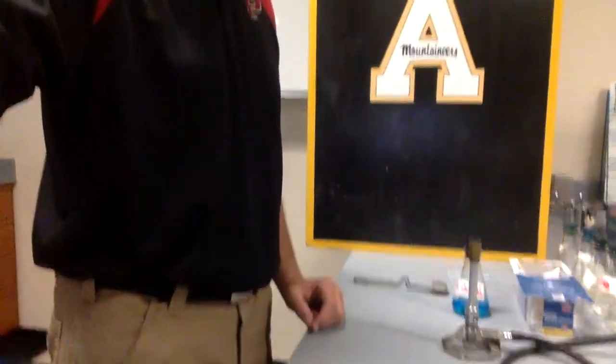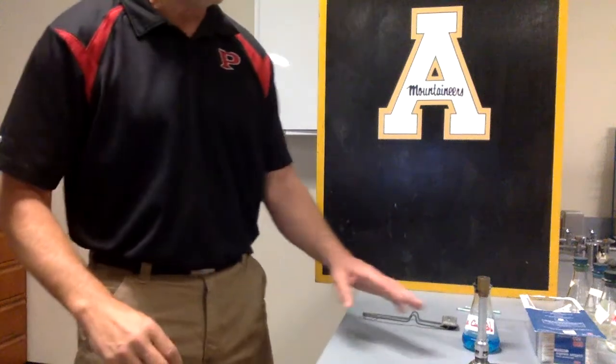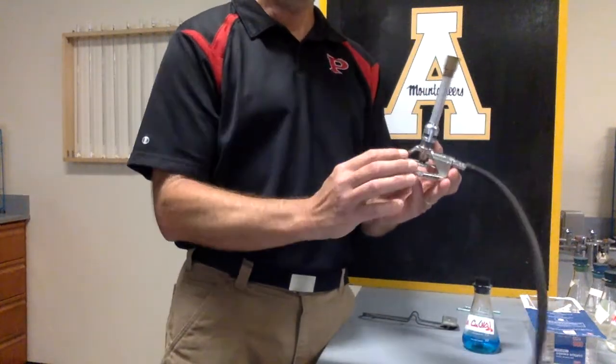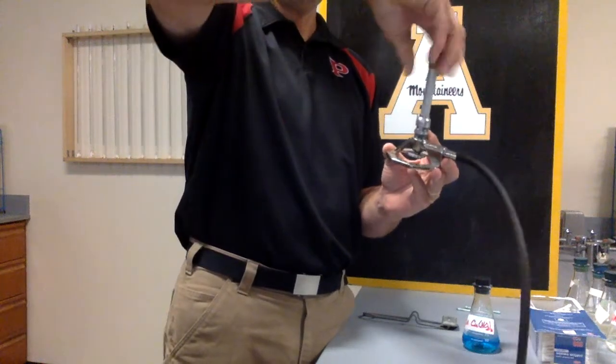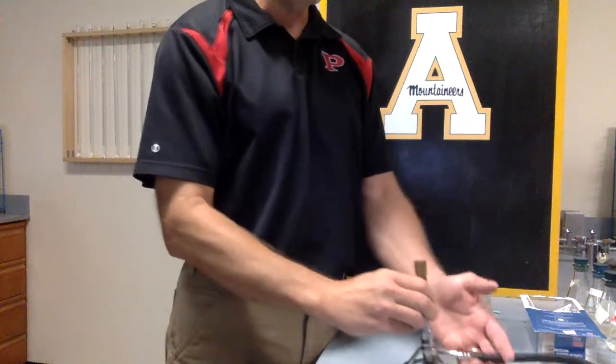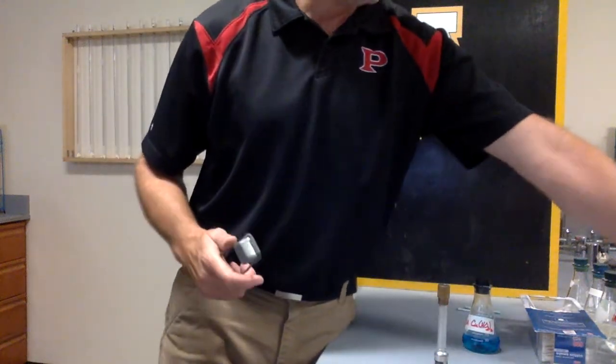I'm going to move this down. You don't need to really see me as much as you do the Bunsen burner. So I have a Bunsen burner here, and you can see the little window. We always want to light the Bunsen burner with the window closed because we don't want it to have a lot of air to begin with. So I turn the gas on.